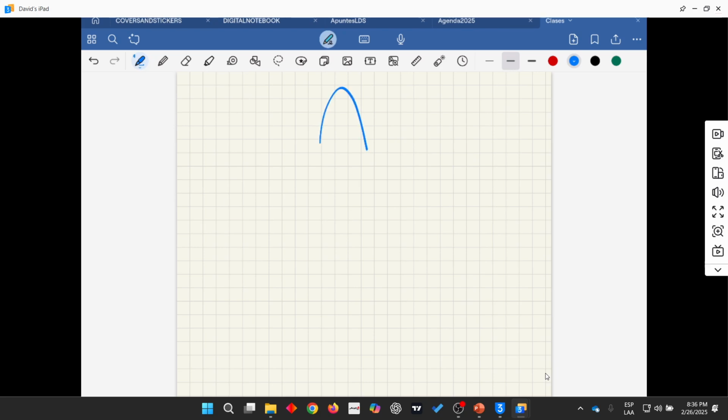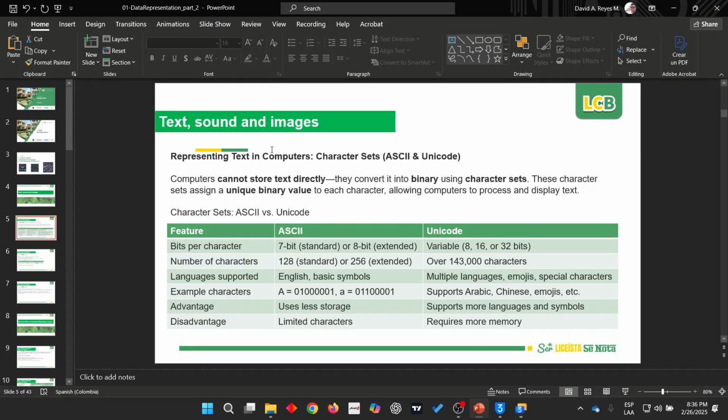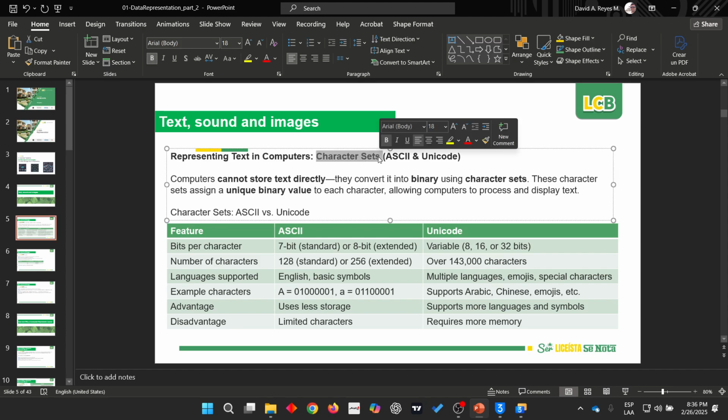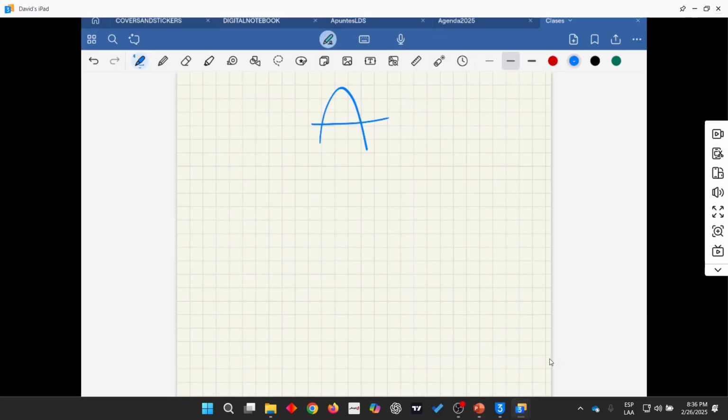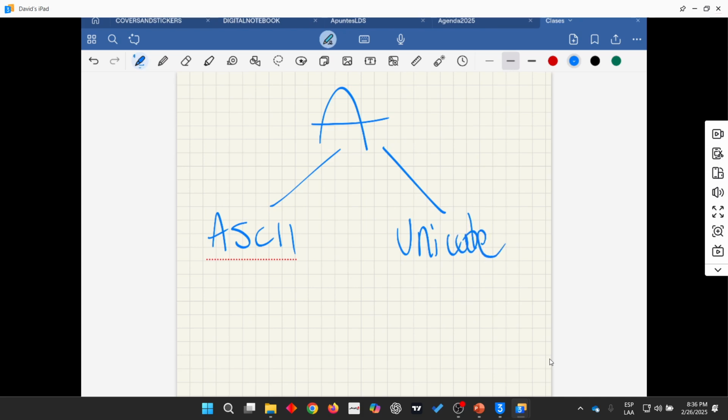Let's suppose that you are going to write the letter A. So the computer has something that is called a character set. What does character set mean? That means that the computer is going to translate what you are typing to one of these codifications, ASCII or, sorry, Unicode.